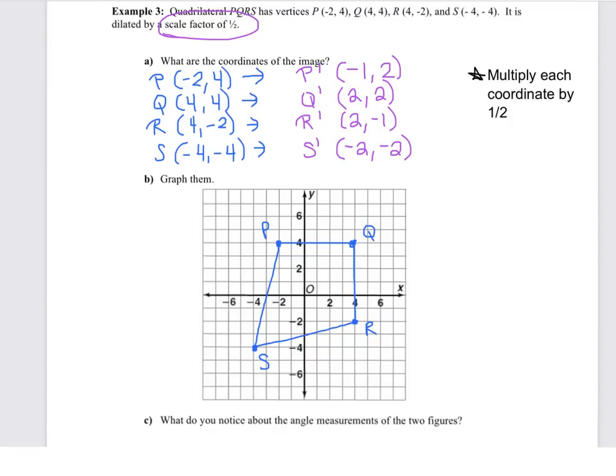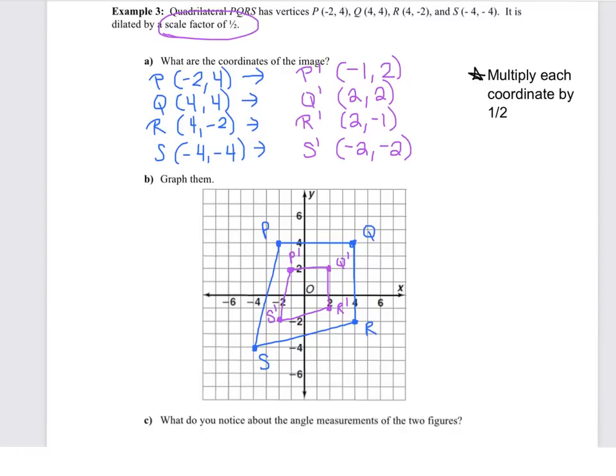So we're going to graph negative 1, 2. That's my P prime. 2, 2 is my Q prime. 2, negative 1 is R prime. And S prime is negative 2, negative 2. And now I'm going to connect that. And if you notice, when we multiply by a fraction, by a number between 0 and 1, the original image becomes smaller. So now let's look at part C.